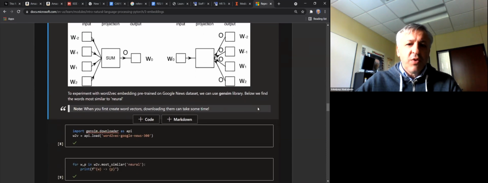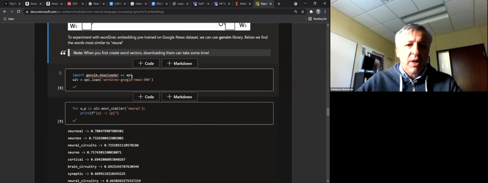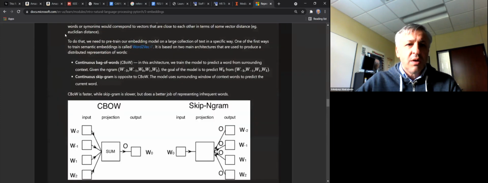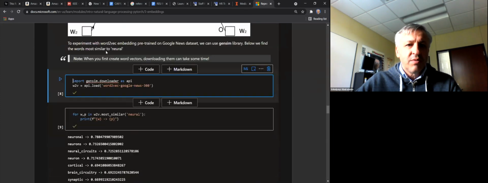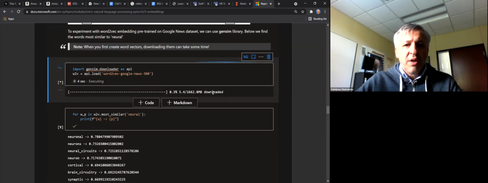So actually, for this tutorial, to work with this example, this tutorial uses a different model, a pre-trained Google News data set, which is part of this library. And so we can just go and load this model. It is going to take a bit of time, because this is a pretty large model to download compared to the model that we just saw.